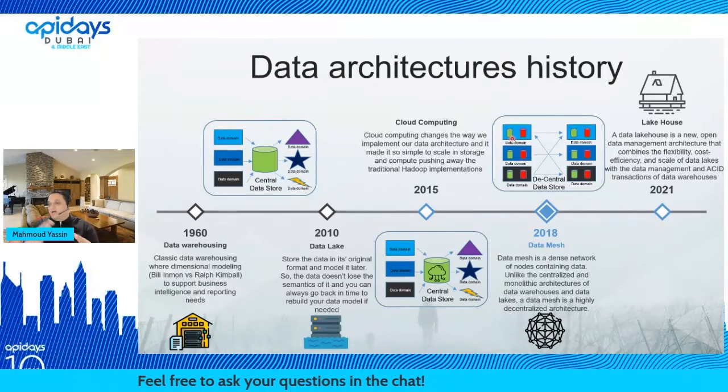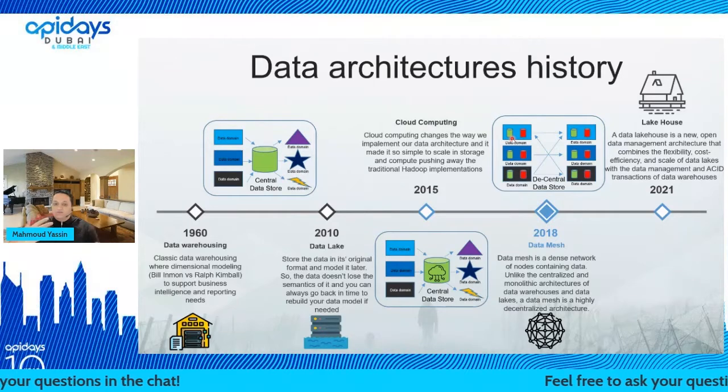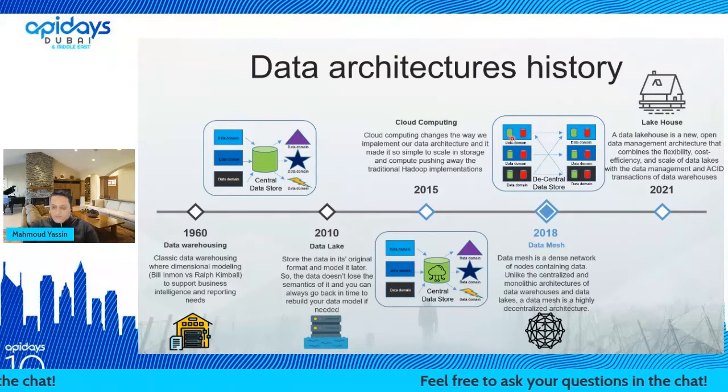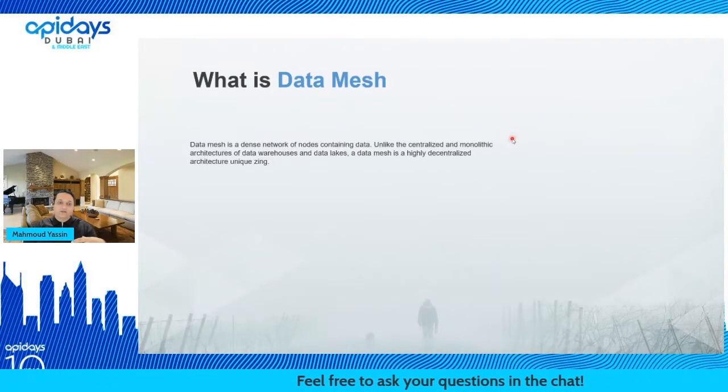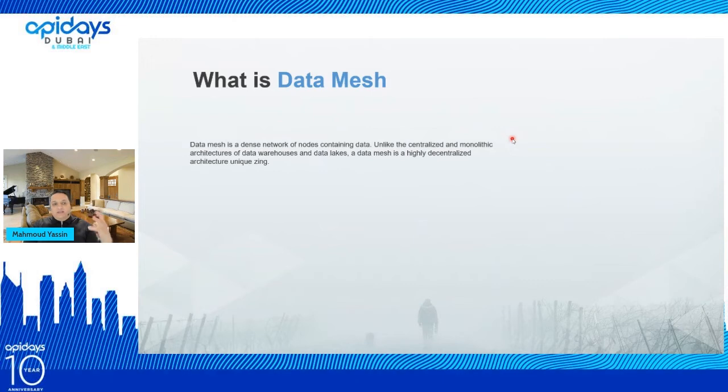And of course, there are other architecture paradigms that are coming, like the lakehouse that tries to bring the best of both lake and warehousing. But the focus of today is data mesh. So what's data mesh? It's really a network of nodes connecting data together, and it is not really centralized, as I explained previously.